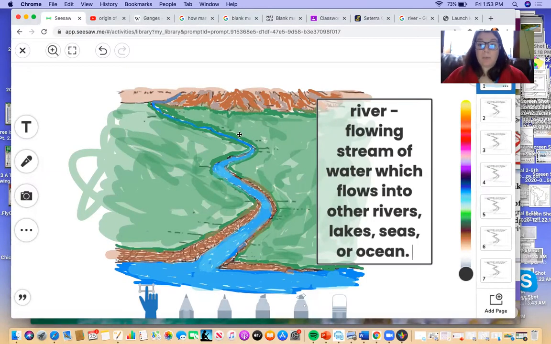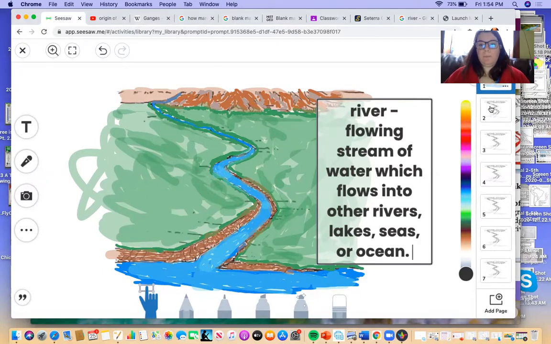The other thing about a river is that most of the time it is fresh water. So it is water that we can drink, although we would need to have some kind of purification process. Don't just go to a river and start drinking the water. You could get sick because there's bacteria and things in that water, but it is fresh water. So there's not salt. We can effectively drink it.